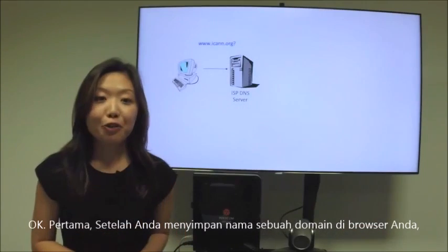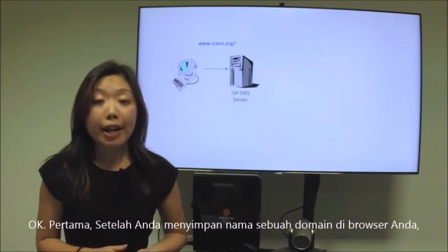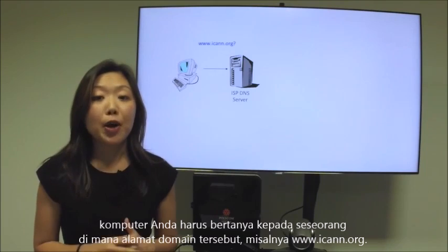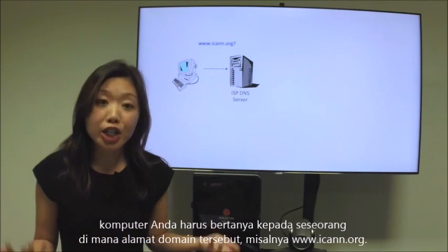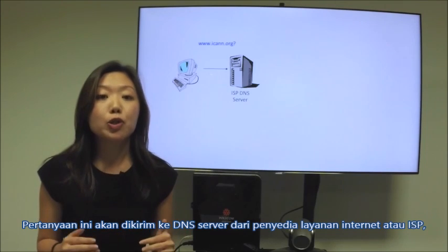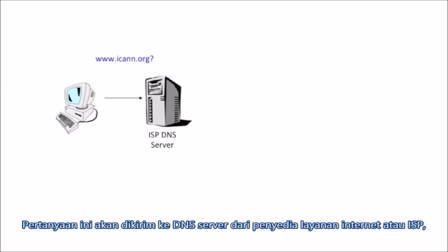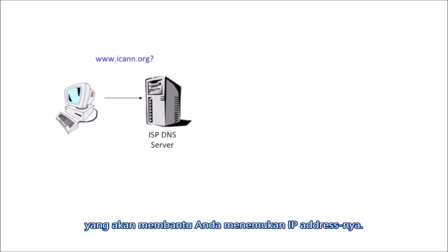Okay, first of all, after you key in the domain name in your browser, your computer has to ask someone what is the address of, say, www.icann.org. This question generally goes to the DNS server of your Internet Service Provider, or ISP, who will then help you find its IP address.